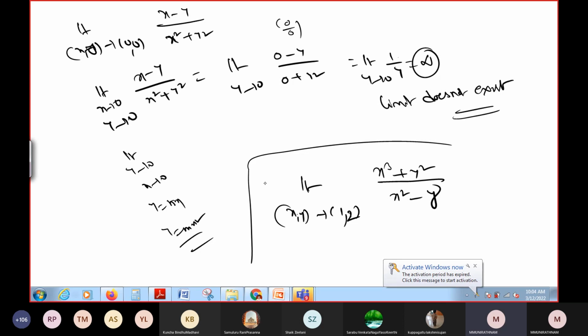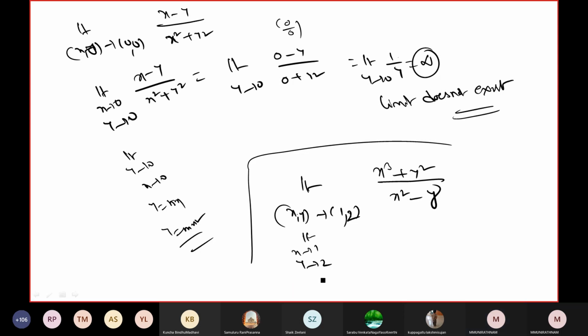So both methods చేయండి, both methods చేసారా? Limit x tends to 1, y tends to 2. Limit y tends to 2, x tends to 1 చేయండి. If both are same value, ఎంత వచ్చిందమ్మా? -9. Okay, -9. So that will be the limit.